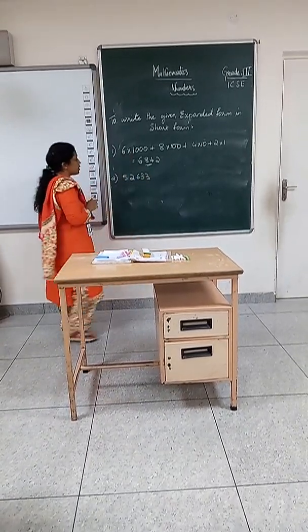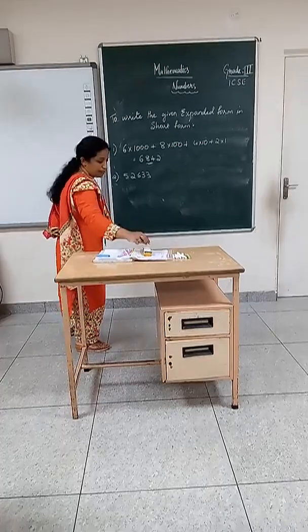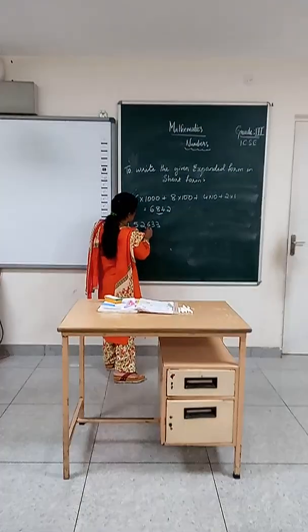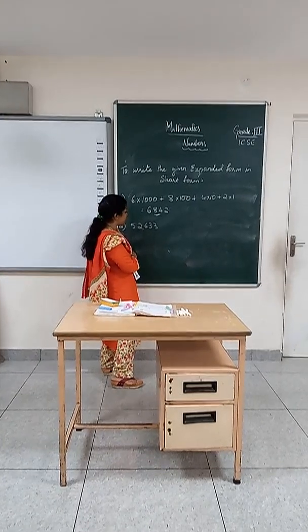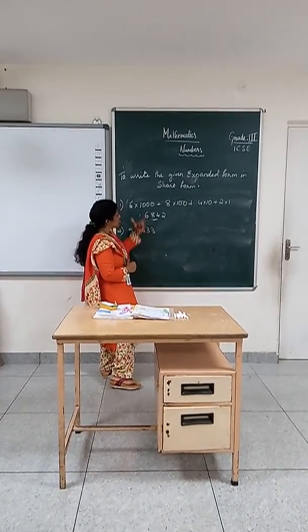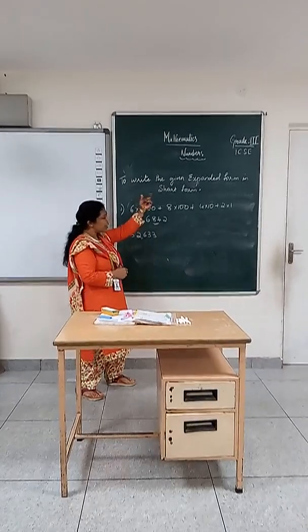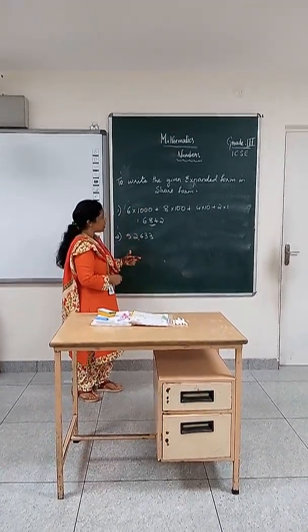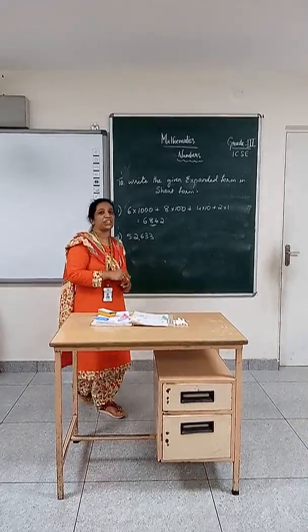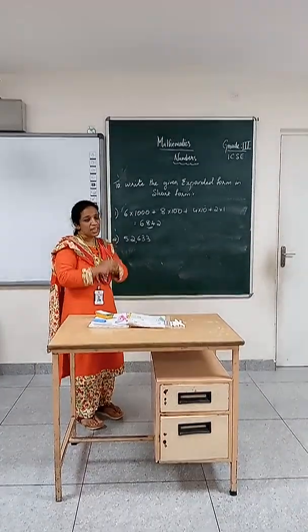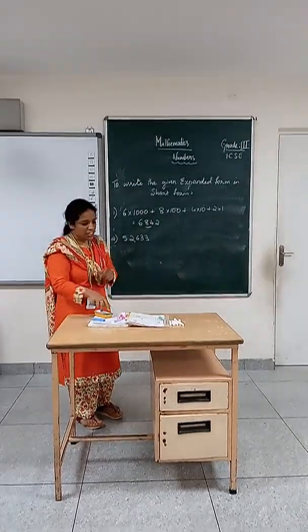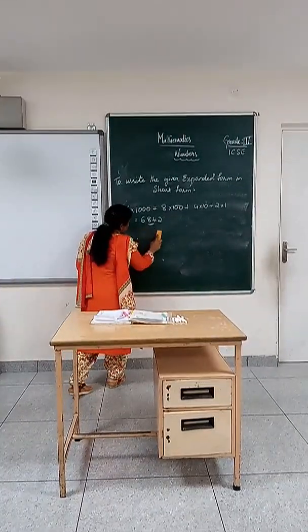52,633. So here this number, children, see, I have written 52,633. Is it a short form or the expanded form? Is it matching with the heading? No. Actually, this is the short form. So children, the same mistake even you will do while writing. Sometimes you read the question and you write the answer in the other way. So this mistake should not be done.